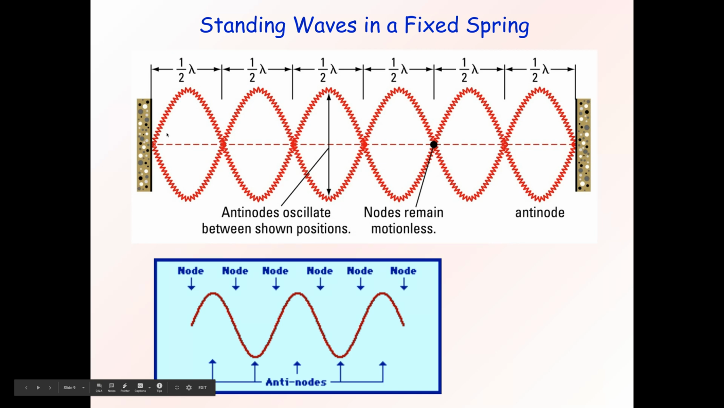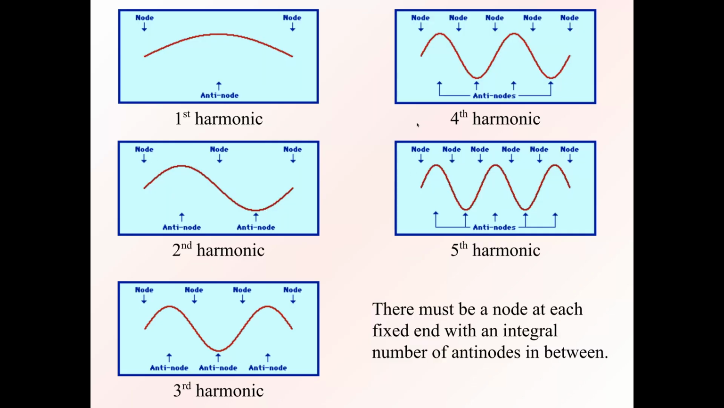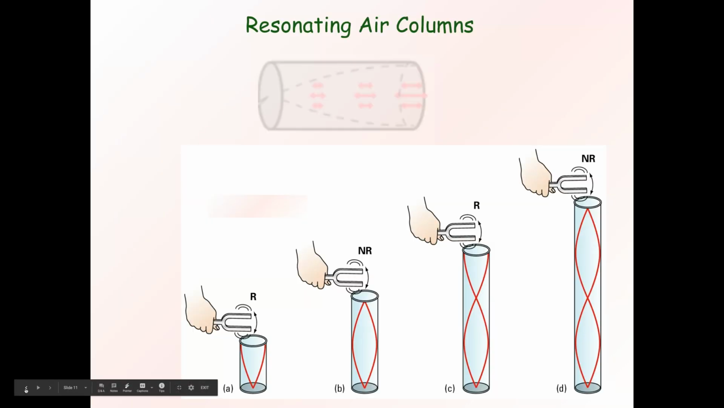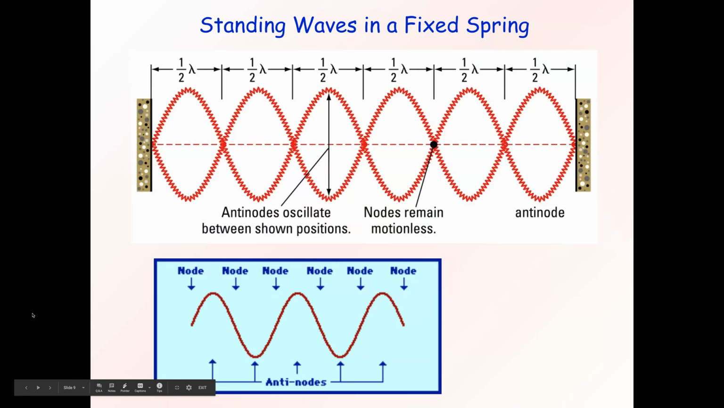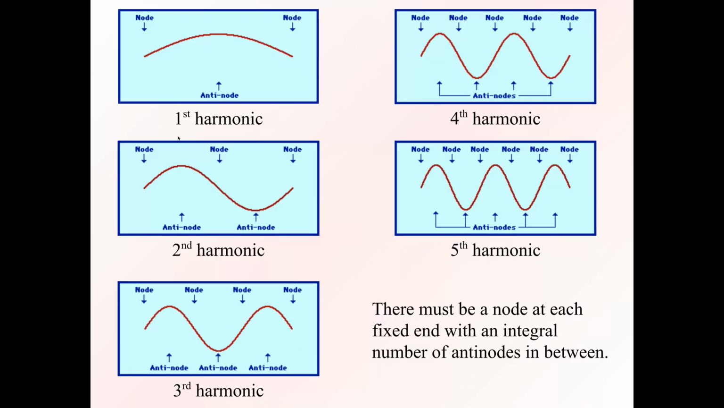Okay, so these are, again, half wavelengths. Antinodes oscillate between the shown positions. The antinodes would be in between, and then the nodes are where they overlap.